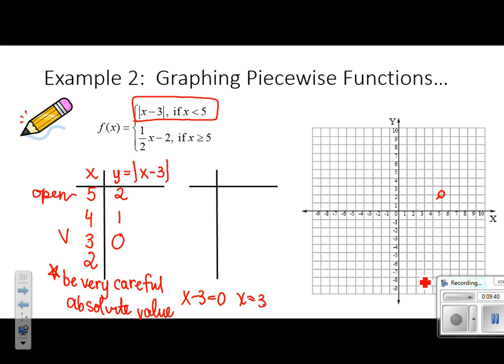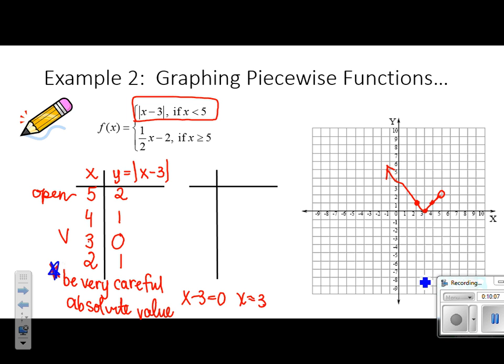So if I plug a 2 in there, 2 subtract 3 is negative 1. The absolute value of negative 1 is 1. And so now I can replot those and notice that it is going to go back up. Okay, so I now do see the part of the V that I do need to have on my graph. So be very, very careful when graphing absolute values. Okay, now let's graph the next one.